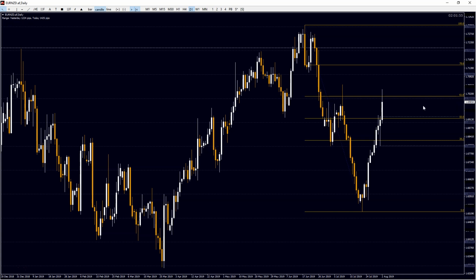Now, we'll need to see what the pair does between Monday and Wednesday. Remember, we also have quarterly employment numbers due for New Zealand on Tuesday, so that is something to just keep in mind before you take any positions on the trade.